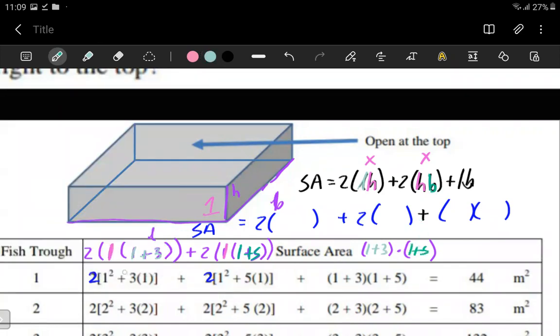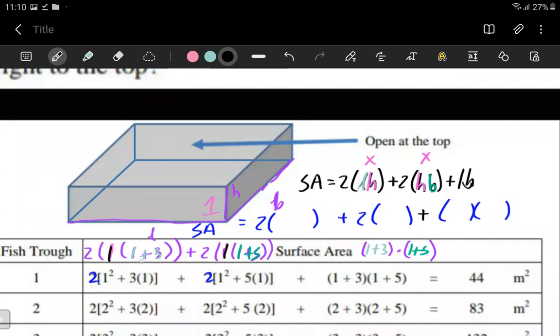You see, do you see that the 1 plus 3 here is representing the length, the 1 plus 5 here is representing the breadth, and then here we have length times breadth. So it's almost like we just reverse engineered this question. So the height here, we figured it out to be a 1 because where there's a 1 here, there's a 1 there, which is just like here, height and height.